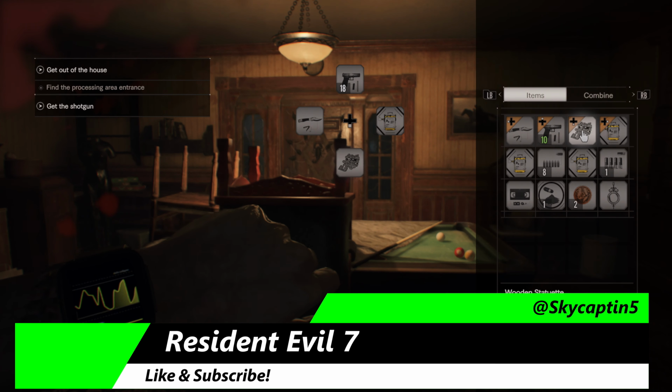So this is the first full-length entry in the franchise to use the RE engine, which is Capcom's in-house engine that really seems to be used across the board, ray tracing wise, shadow tech, illumination, stuff like that.